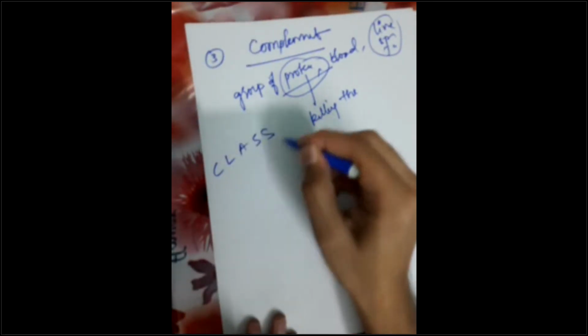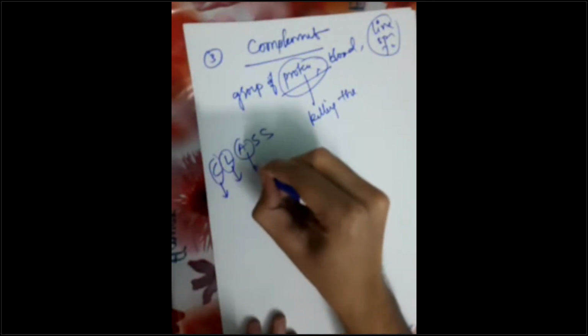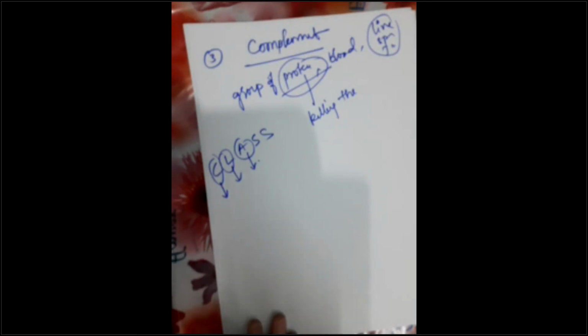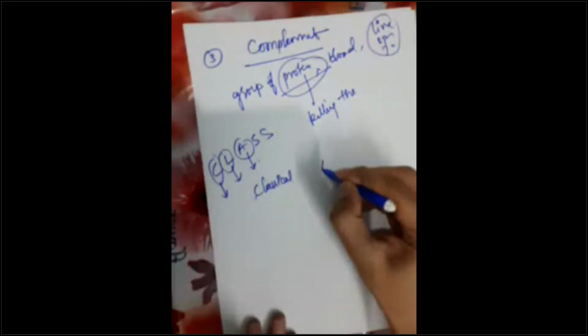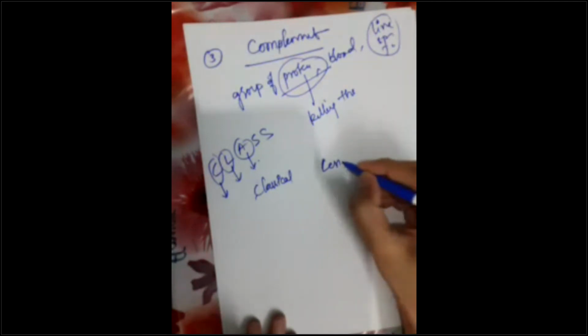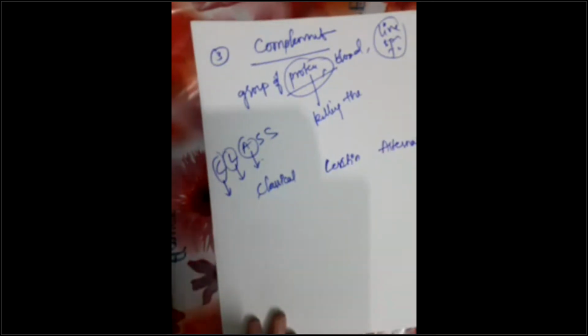Remember the mnemonic CLASS, which Khalil sir gave. CLA: C means classical, L means lectin, and A means alternate. So there are 3 pathways: the classical pathway, the lectin pathway, also called mannose binding lectin, and the alternate pathway. Only the classical pathway is activated by your antibody.